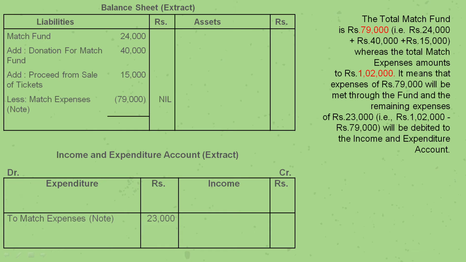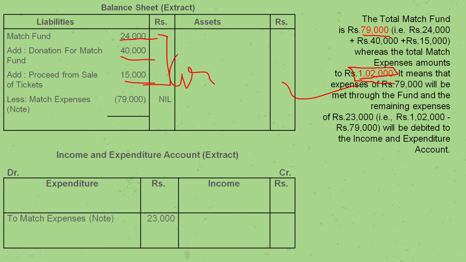Here we are given that we had a total match fund. Look, we have a match fund of 79,000. How did we get 79,000? We had 24,000 from the previous year, this year we received donations of 40,000, and after conducting the match we received 15,000 from tickets. So it all added up to 79,000. But look, the expenses we incurred on conducting the match were 1,02,000.